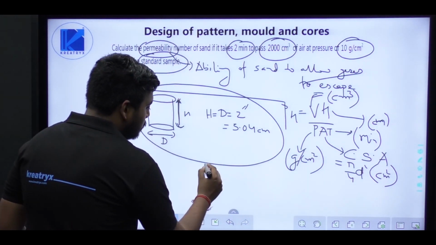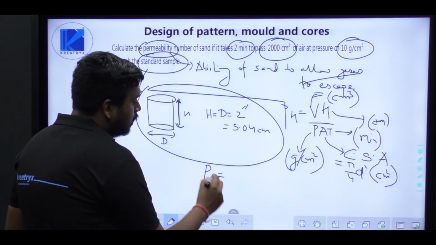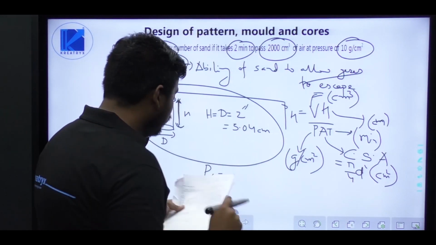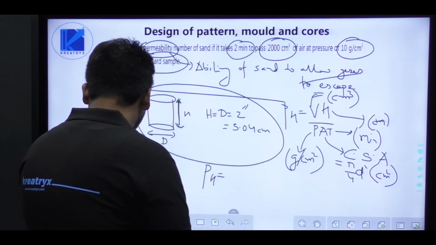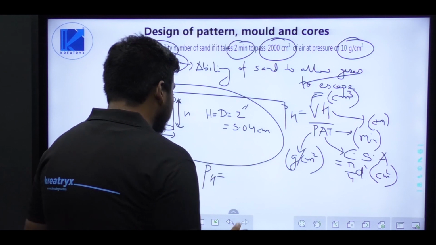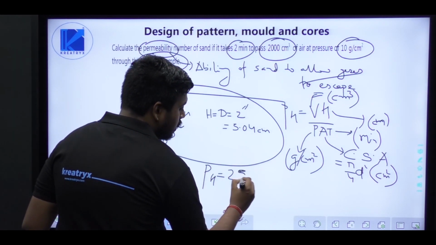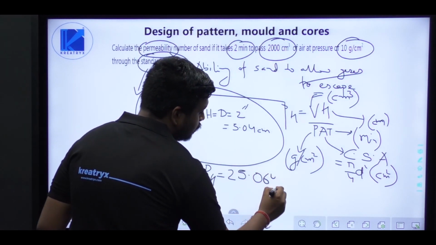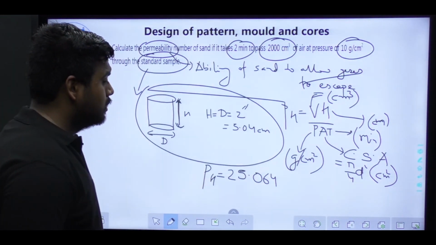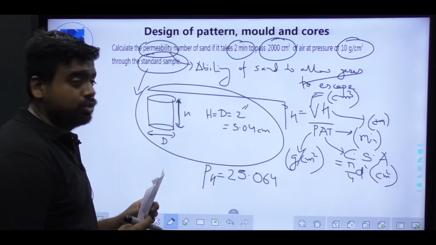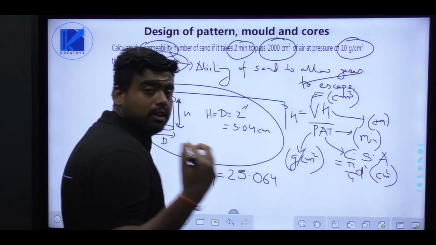So on putting all the data given here, you will get the value of PN as 25.064. So friends, this is the right answer to this question. Now moving to the next question.